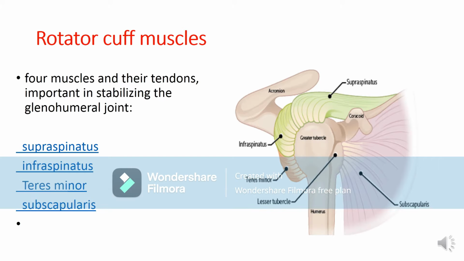Let's start with the definition. Rotator cuff muscles are four muscles and their tendons, important in stabilizing the shoulder joint. They can be remembered by the mnemonic SITS: supraspinatus, infraspinatus, teres minor, and subscapularis.